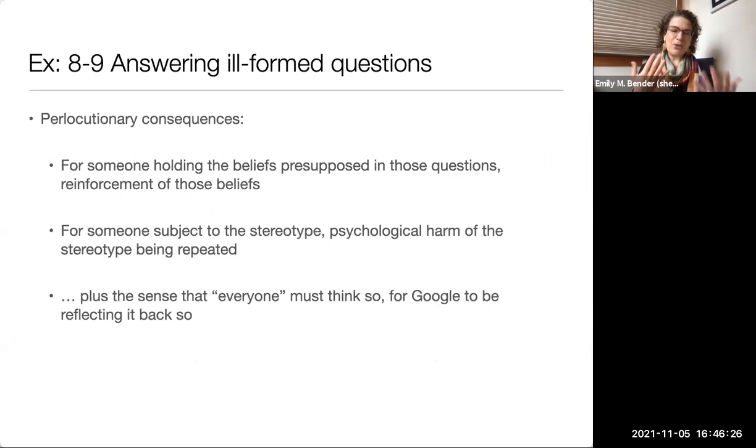All right, so what are the perlocutionary consequences here? Well, who's going to ask that question, right? Probably somebody who holds the belief that's presupposed in those questions, and they get those beliefs reinforced. Someone who is subject to the stereotype being shown might not be the one asking the question, but they might still somehow be exposed to the question answer pair. And then they get the psychological harm of the stereotype being repeated, plus the sense that, in air quotes, everyone must think so, for Google to be reflecting it back like that.